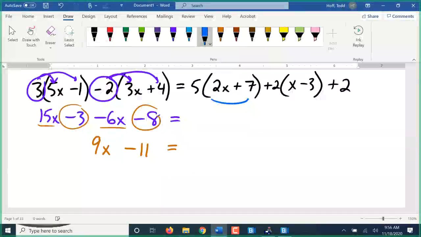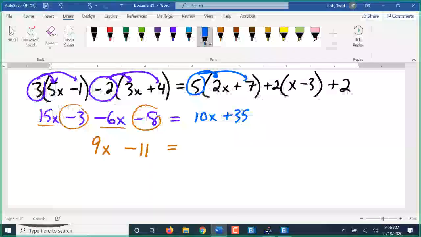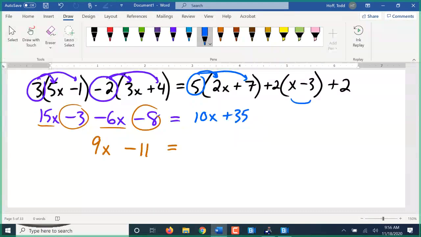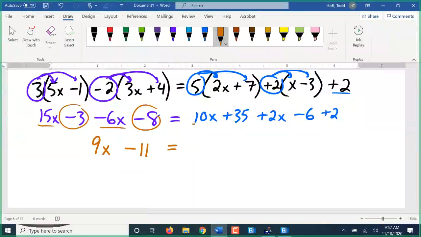First set of parentheses, nothing to do inside there, so we're going to multiply by the 5. 5 times 2x is 10x. 5 times 7 is 35. Next set of parentheses, again, nothing to do inside there, so we're going to multiply by the 2. 2 times x is 2x. It's a positive 2x, so I'm going to put a plus in front of it. 2 times negative 3 is a negative 6. And I still have the plus 2 there. Now combining what we can combine, 10x and 2x make 12x. 35 and negative 6 make 29, plus 2 is 31.